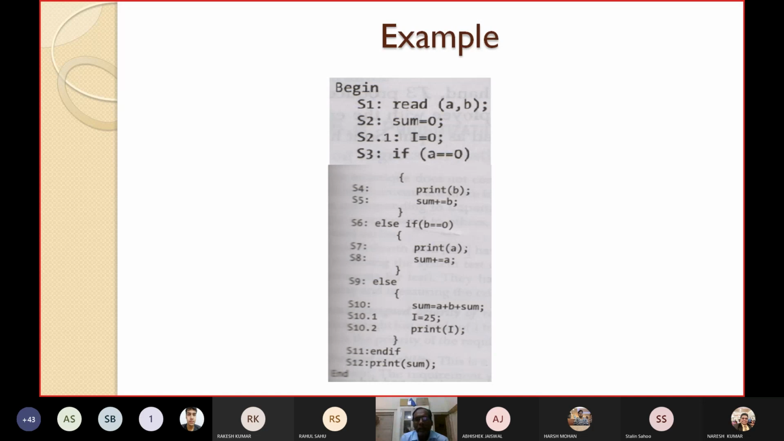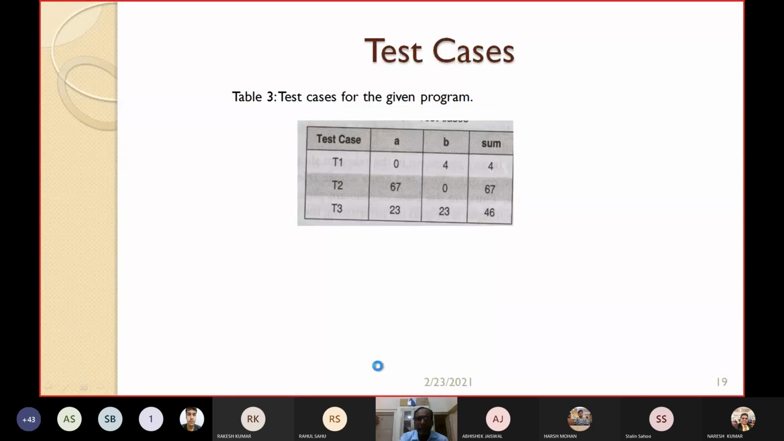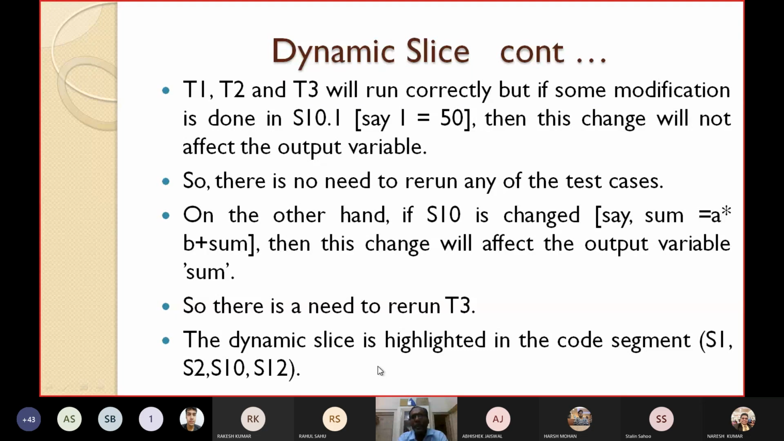And how do I get 10? I have to read the values A, B and sum equal to 0. So the dynamic slice for this case will be S1, S2, S10 and S12. Okay, that I have explained here. The dynamic slice is highlighted in the code segment. That means it includes the statements S1, S2, S10 and S12. So in this way, the execution slice and the dynamic slice will help you in prioritizing the test cases.